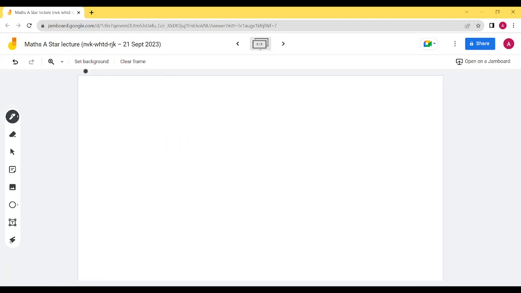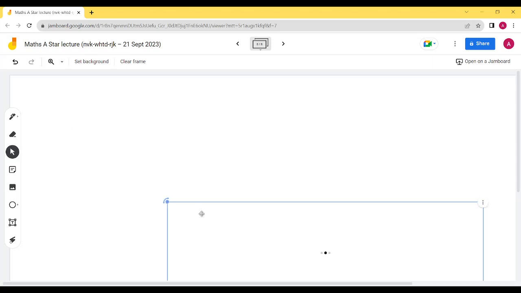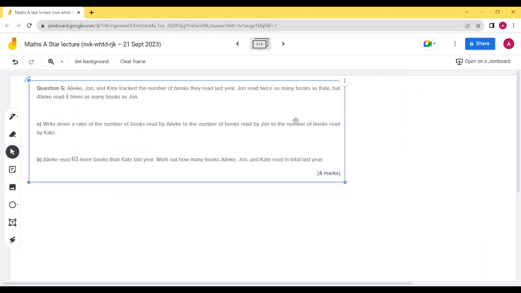So we have here Alik, John, and Kate track the number of books they read last year. John read twice as many books as Kate, but Alik read 4 times as many as John. You need to write down a ratio of the number of books read by Alik to the number of books read by John to the number of books read by Kate. So part A of this question is very similar to a question we've already done, I think, even in terms of numbers and everything as well.